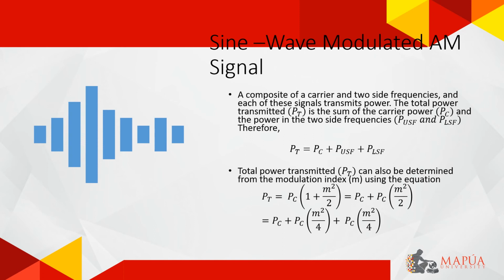Total power transmitted, P sub t, can also be determined from the modulation index m using the equation P sub t equals P sub c times the quantity 1 plus m squared over 2, which equals P sub c plus P sub c times the quantity m squared over 2, which equals P sub c plus P sub c times the quantity m squared over 4 plus P sub c times the quantity m squared over 4.